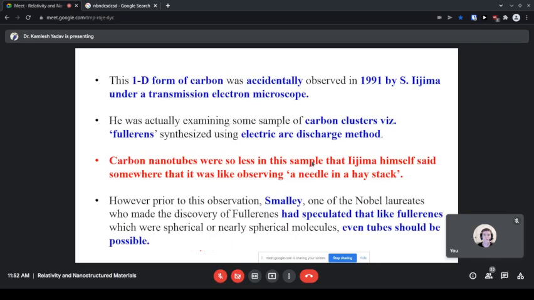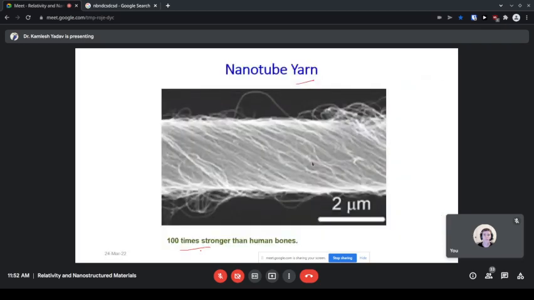Sir, in that picture, what is the nanotube, the thick one or the slim one? It is a thread-like, sir. Yeah, this is carbon yarn. This is a thread-like structure. This is not a carbon nanotube. These are small nanotubes, and they are combined. Suppose 1,000 nanotubes are combined to each other, then this becomes nanotube yarn.